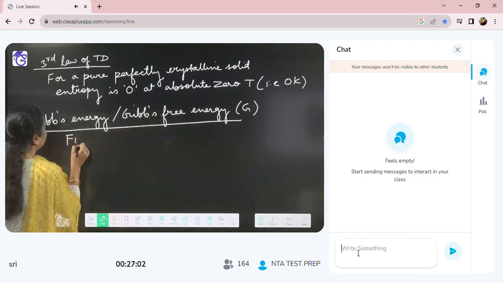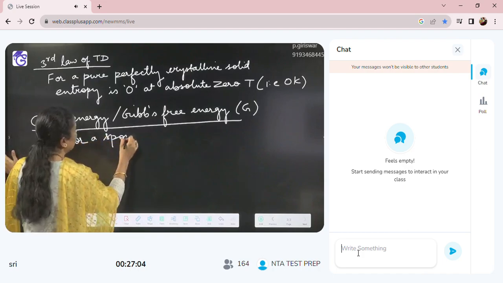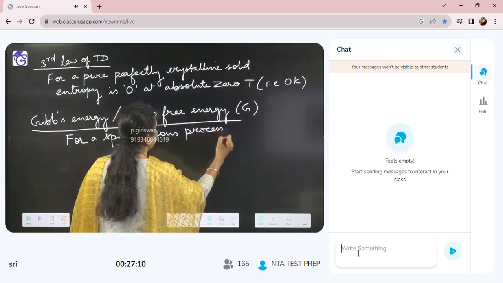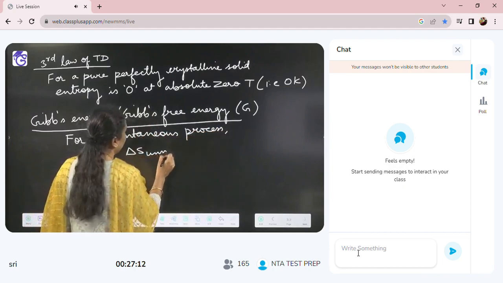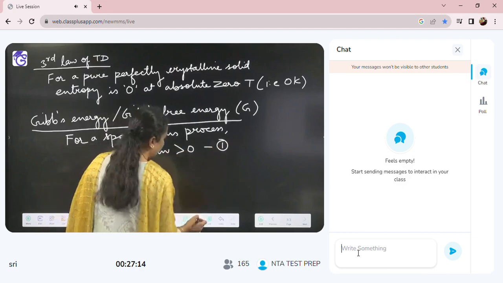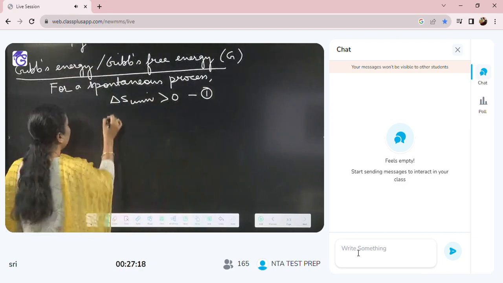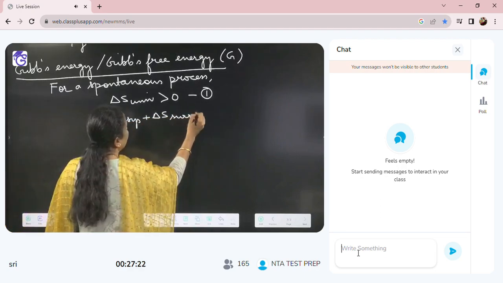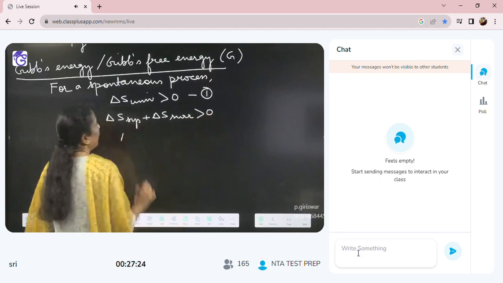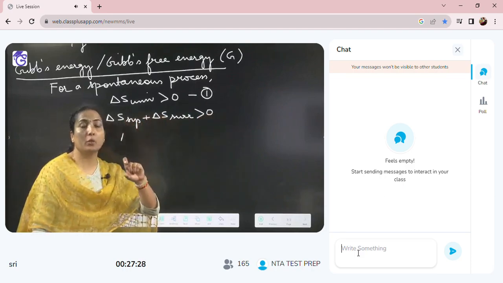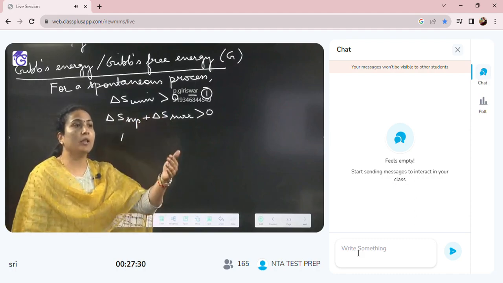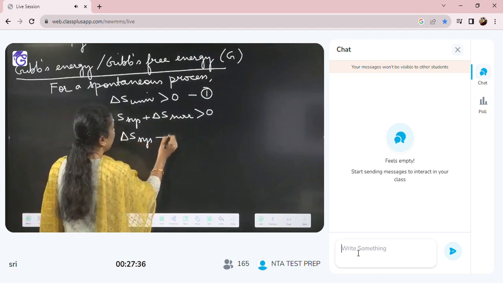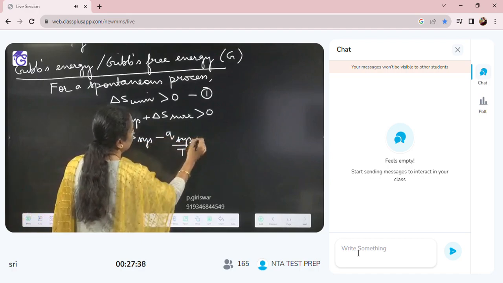So I am writing here, for a spontaneous process, delta S universe should be greater than 0. Let us mark this as 1. Now the thing is, I can always write delta S universe as delta S system plus delta S surrounding, that is greater than 0. Now, do you recall that delta S surrounding I can always write as Q surrounding upon T, or else as minus Q system upon T. So I can easily write delta S system minus Q system upon T. This is greater than 0.